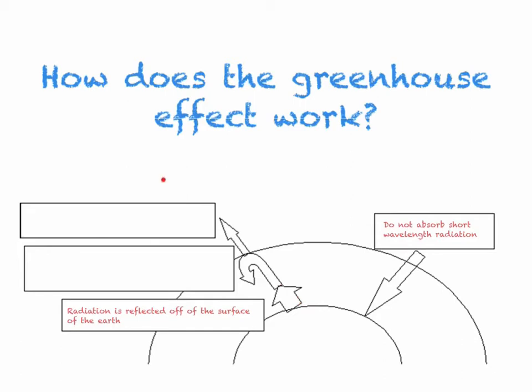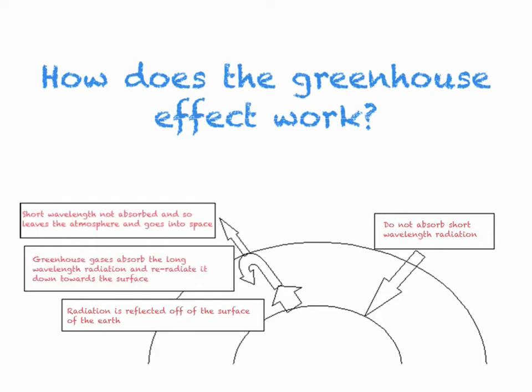Some of this gets released back into space. This is the short wavelength radiation, as the greenhouse gases do not absorb this. However, the long wavelength radiation gets absorbed and then reflected back down towards the Earth, being re-radiated and therefore warming up the surface. This long wavelength radiation is thermal radiation. So by reflecting it back down to the Earth, this will warm up the surface. This reflection can then happen multiple times. This entire process is known as the greenhouse effect.